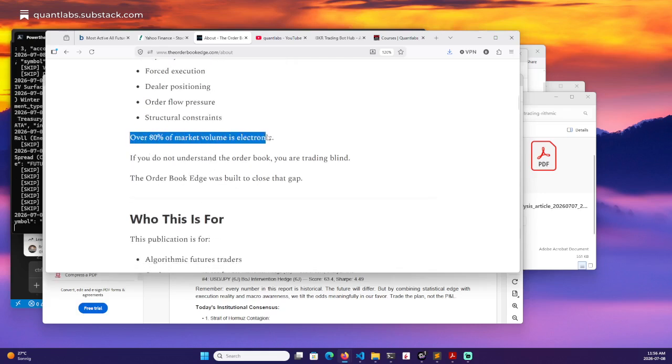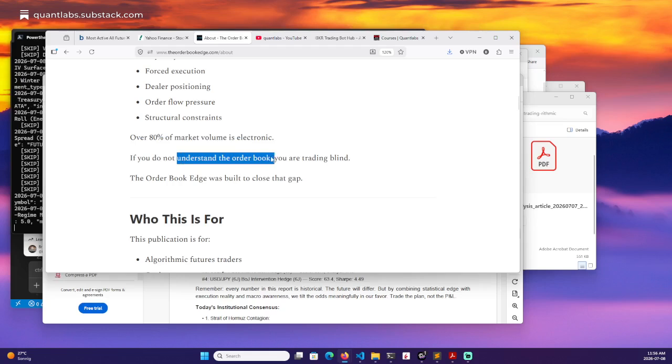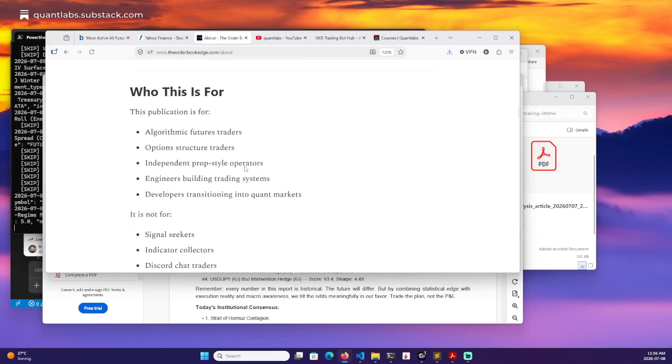So again, we know 80% of the market's electronic and built around that. As it says here, if you don't know the order book, you're just trading blind. Okay, so this is who it's really built for.